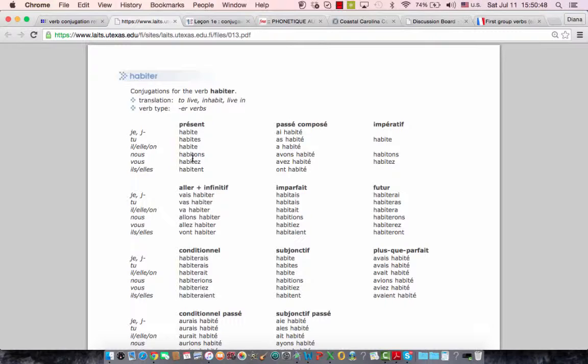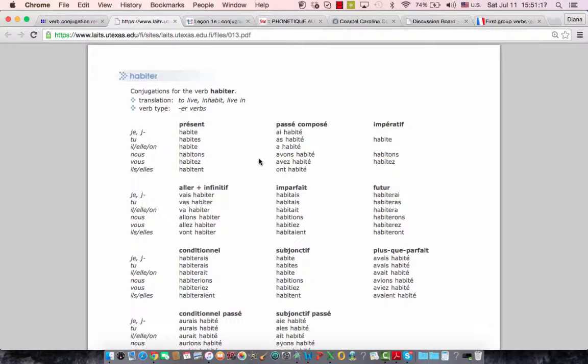So what that means is that the E in je is going to fall, the same as it does when conjugating the verb être. The verb avoir, j'ai. Donc, j'habite, tu habites, il habite, elle habite, on habite. Nous habitons, vous habitez, ils habitent, elles habitent.